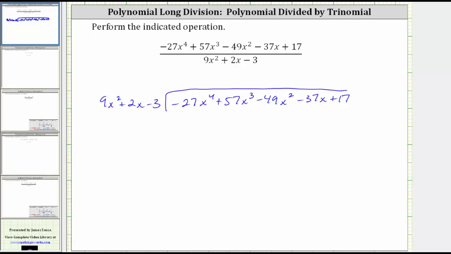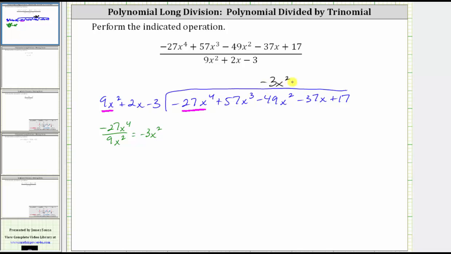And now to find the first term in the quotient, we only look at the first term of the dividend, which is negative 27x to the fourth, and the first term of the divisor, which is 9x squared. And we ask ourselves, what times 9x squared is equal to negative 27x to the fourth, which is negative 3x squared, which gives us the first term in the quotient. And we write the negative 3x squared above the x squared term of the dividend, which is here. Another way to determine the term negative 3x squared is to take negative 27x to the fourth and divide by 9x squared, which does give us negative 3x squared.